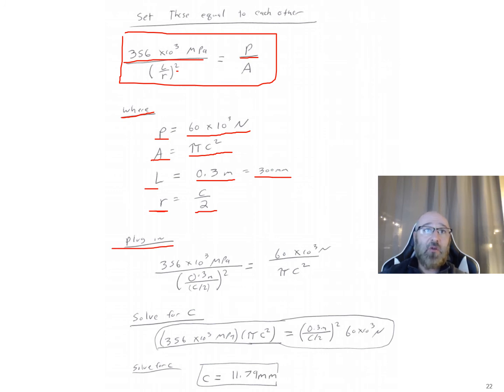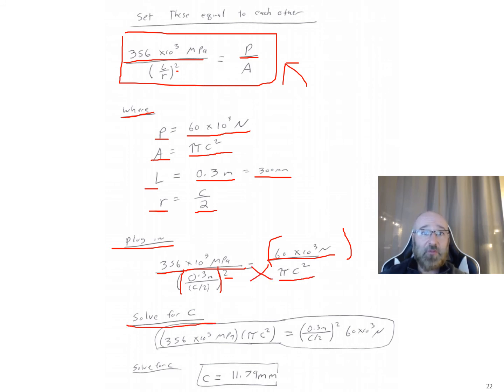Now we can plug our known values into the above equation. When we do that, we have 356 times 10 to the third megapascals divided by this new length of 0.3 meters, all divided by c over 2, quantity squared, equal to our P value, which is the same as part A, 60 times 10 to the third newtons, divided by pi c squared. We can solve this for c.